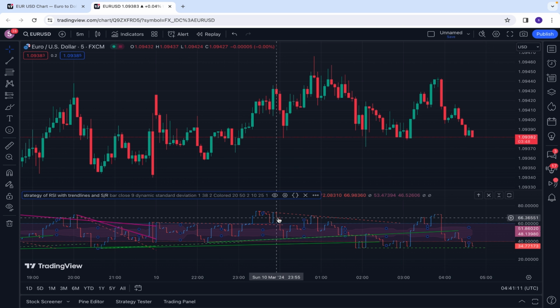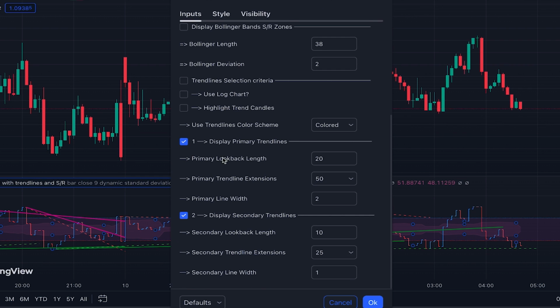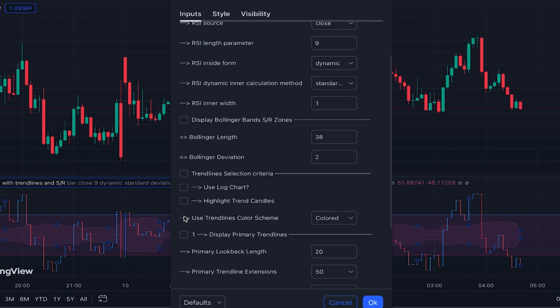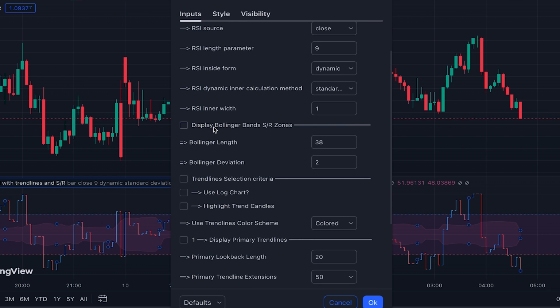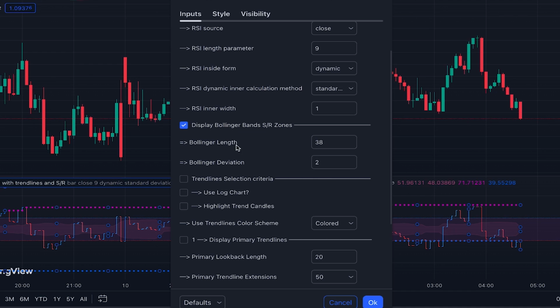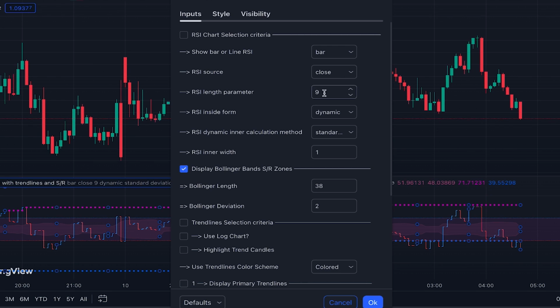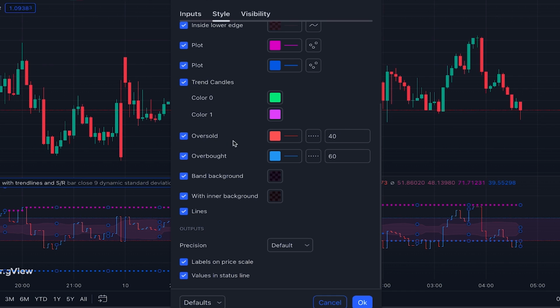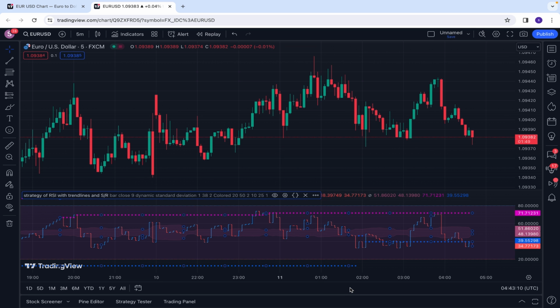But in this scalping strategy that I want to explain, we don't need these trend lines. So we go to the settings of the indicator, and here we remove the trend lines. Instead of trend lines, we need Bollinger Bands support and resistance zones, so we add them to our chart. The default length of 38 for Bollinger Bands is a good choice for our strategy, and the RSI length by default is set at 9, which is again a good choice for our scalping strategy because we need more sensitivity of our RSI to catch increased volatility. And then we go here in the style tab, we scroll down, and here for oversold we set it at 20, and for overbought we set it at 80. Alright, we're done with the settings of the indicator, and let's see how we trade based on this setup.